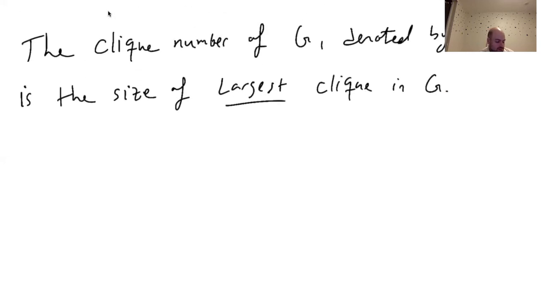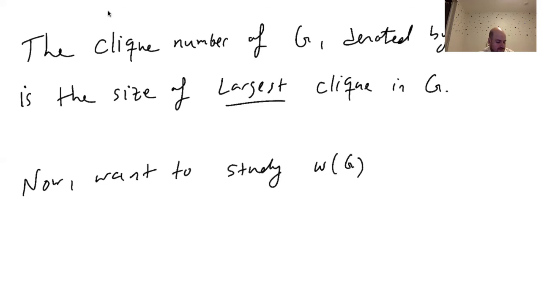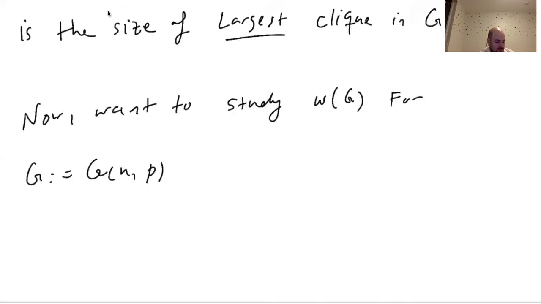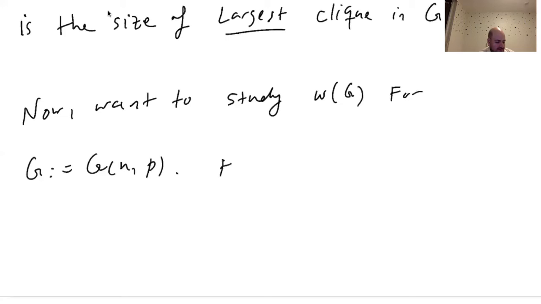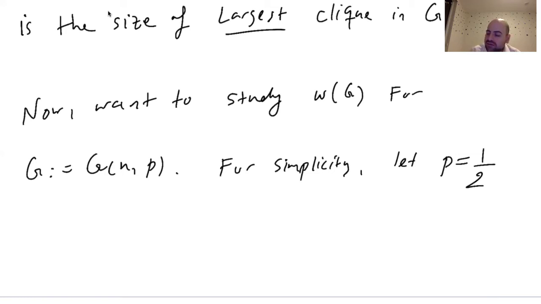Okay, so now we want to study omega of G for G equals G(n, p). And for simplicity, let p equal 1/2. So we want to fix p, let's say to 1/2, for all the arguments that we're going to make. Of course, you can apply it for other p values as well. But for now, let's fix p to 1/2.